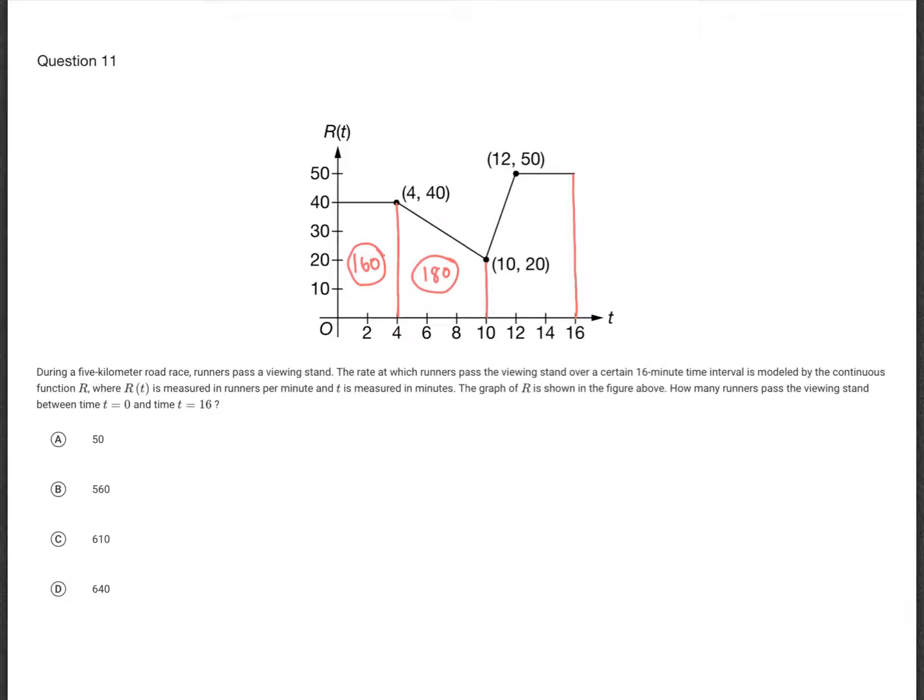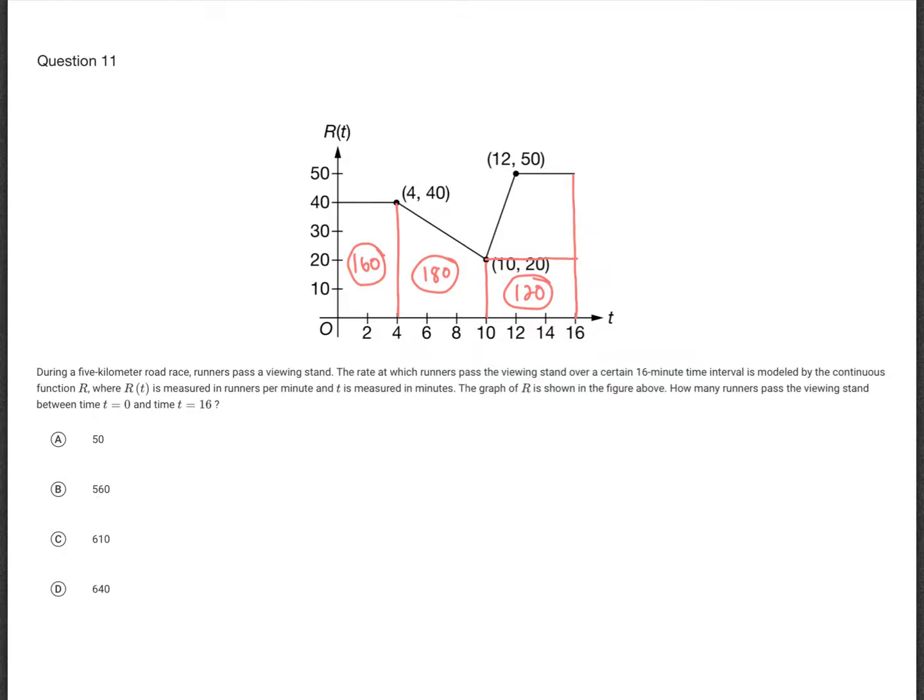Oh, I need to do this in different ways. So actually, let's do it that way. Okay, this down here is a rectangle. This is 6 by 20. That's 120.